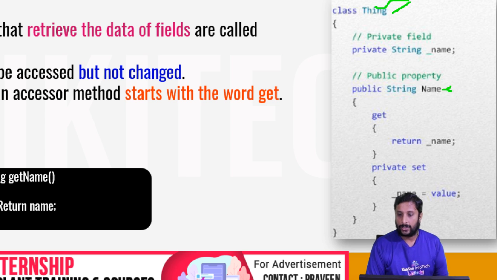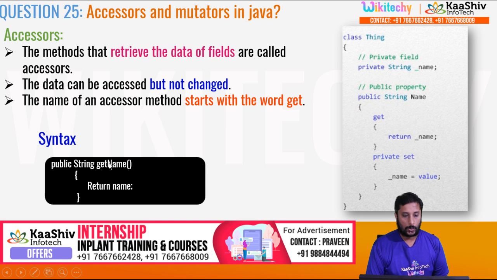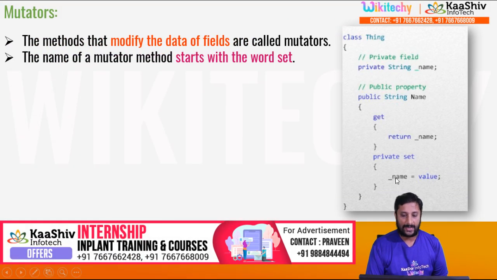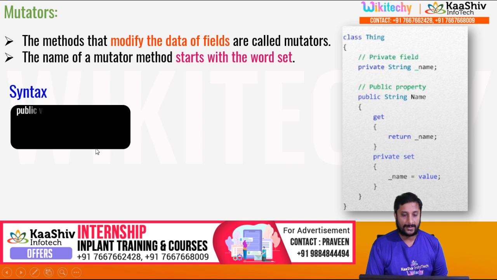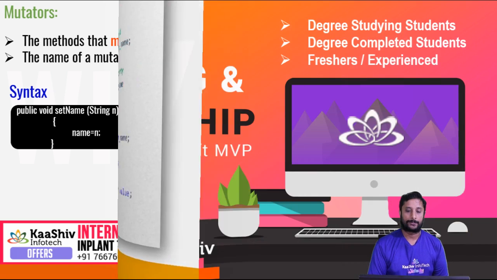Thing.name will return the variable. This is how you store the data, and to retrieve the data you get the value like this. Then setName. They call it get, and this one is set. This is to modify the data or put a value in it. This is called accessors and mutators in Java programming.